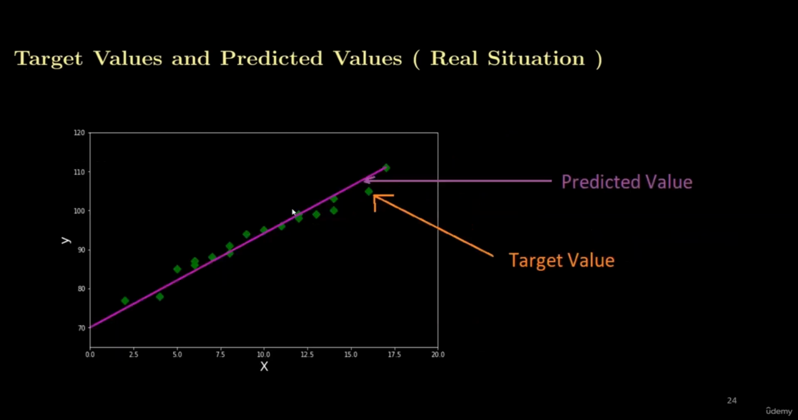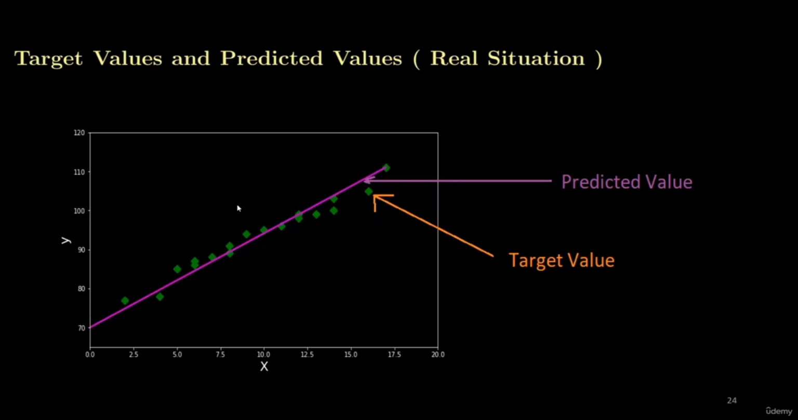But here is the real situation. In the real situation, we can see that all the predicted values are not equal to the target values. So these green dots are our target values, and this straight line is providing us the predicted value. We can see that for a few of the data points, the target and the predicted values are the same. But some of the targets are away from the predicted value. In that case, we have to calculate the error.